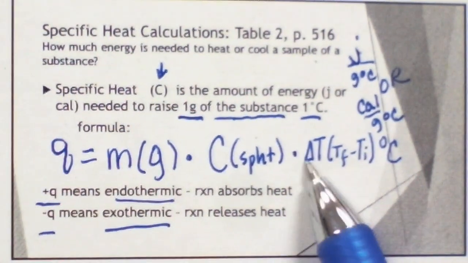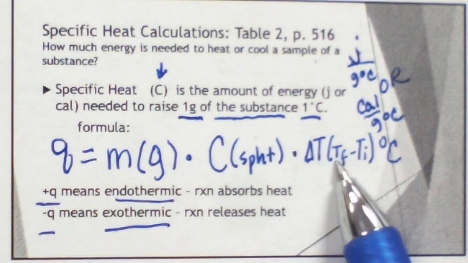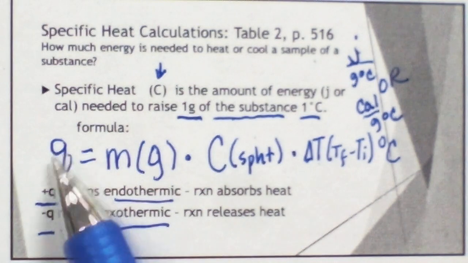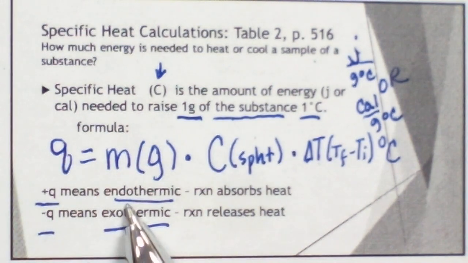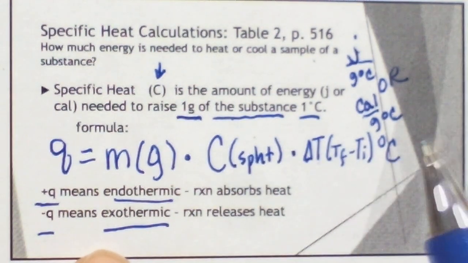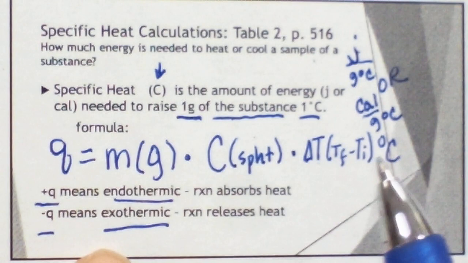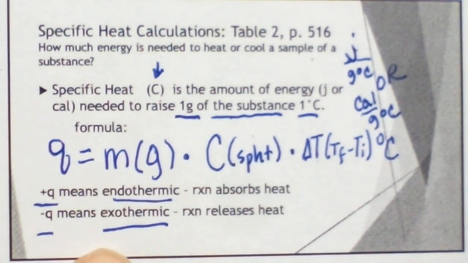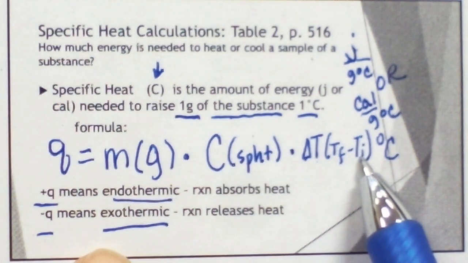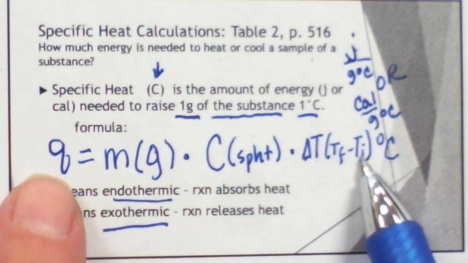Yep, delta T is change in temperature, final temperature minus initial temperature. All right, and you're going to end up with Q, and it's going to tell you whether it's an endothermic or an exothermic. And how would you know? Because let's say you're raising your temperature from 50 to 100 degrees. So that would be 100 minus 50. So that's going to be a positive. So that means this is going to be endothermic.